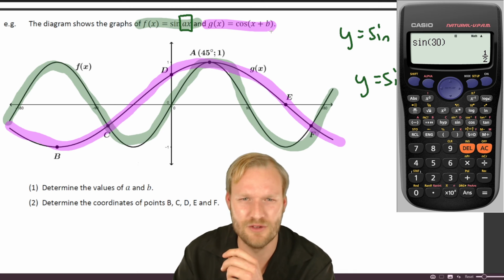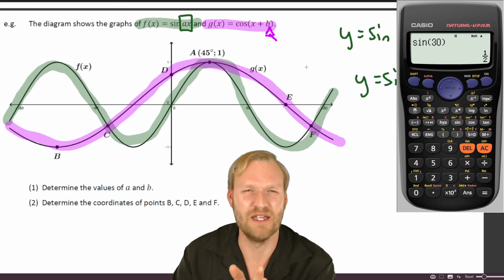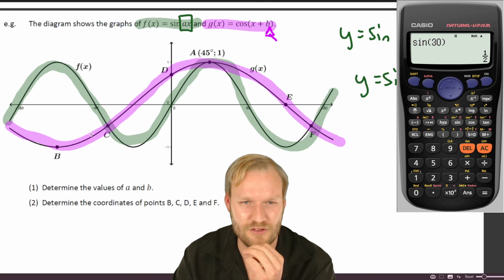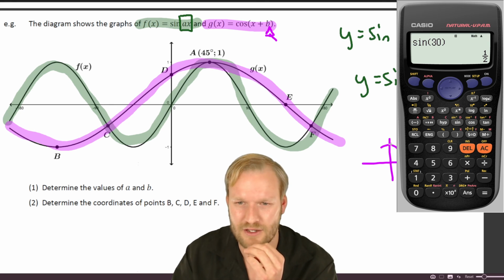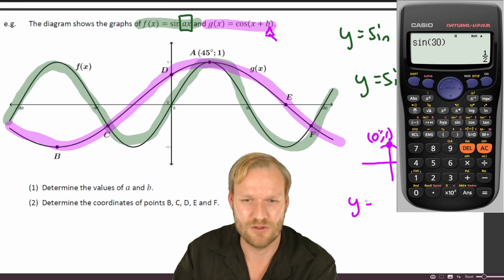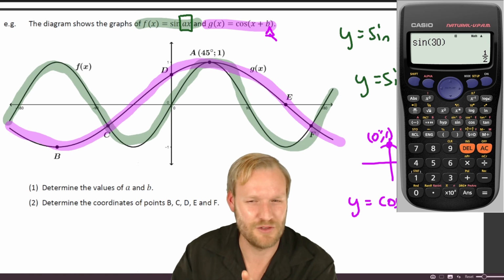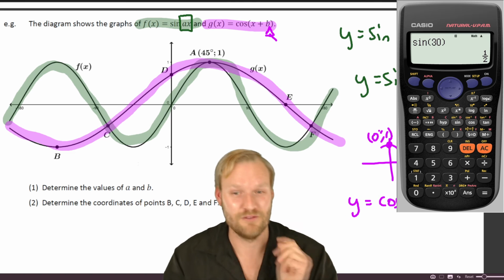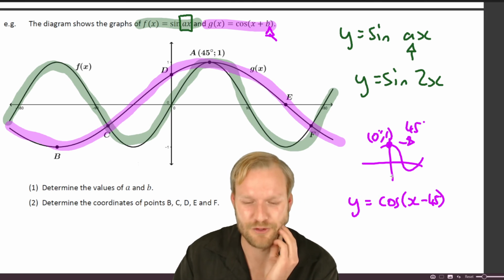Okay, and for our other one, maybe let's just ask it. What's the effect of B? Well, B moves the graph left and right. So this graph of cos x, remember, normally starts here at (0, 1). And this graph is at (45, 1), so it's moved right by 45 degrees. So therefore it's y equals cos of x. What should be the other term in this bracket? Remember, it's moved right by 45, so x minus 45, because it's moved right by 45.